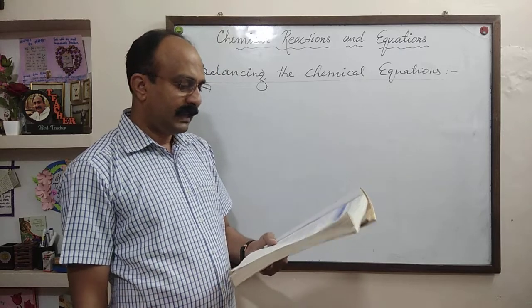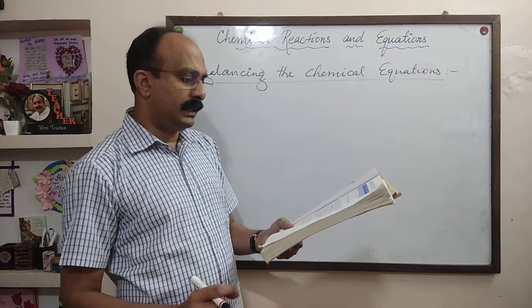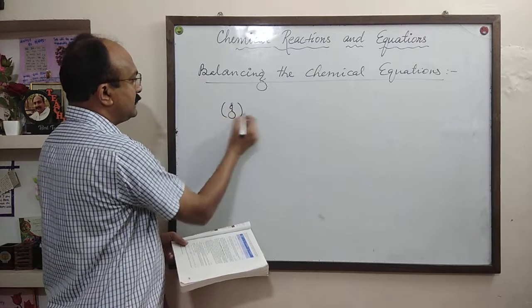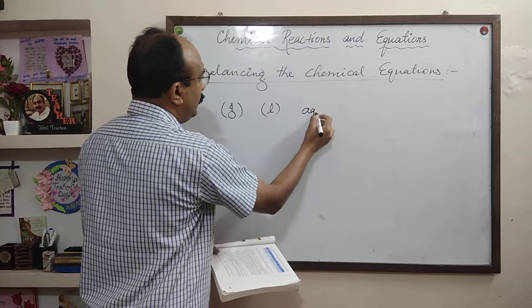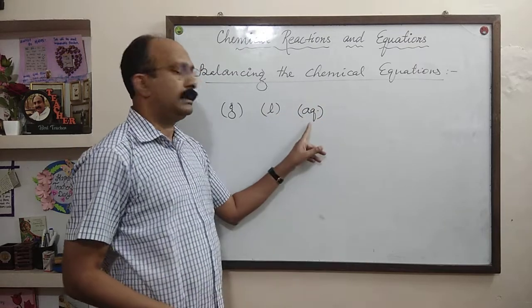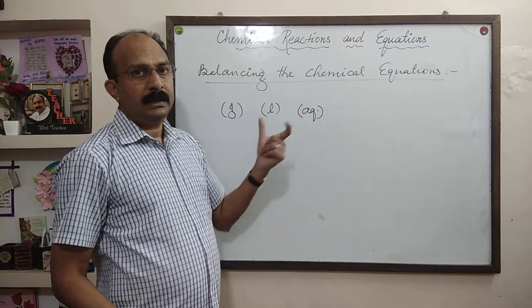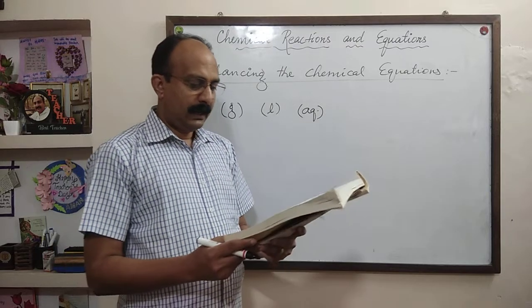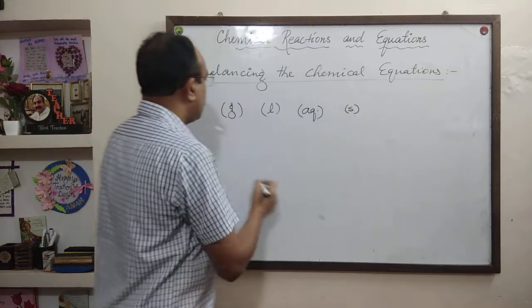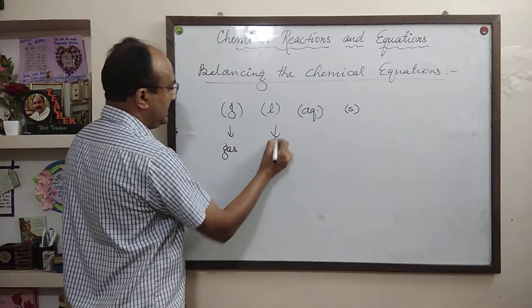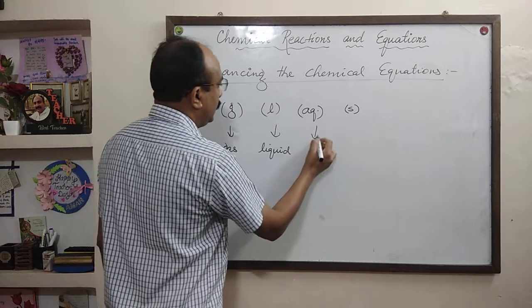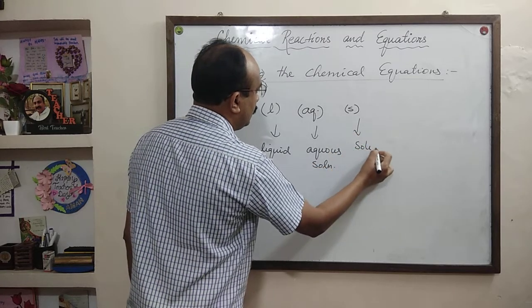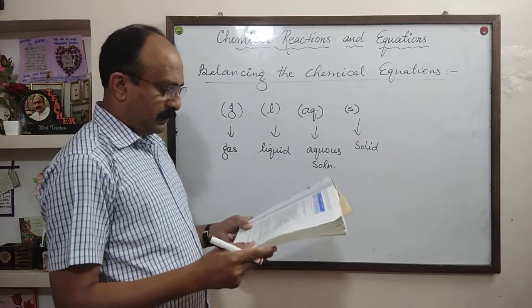For example, the gaseous, liquid, aqueous and solid states of reactants and products are represented by symbols. Small g is used for gas, l for liquid, aq is written for aqueous solution. What do you mean by aqueous solution? A solution in water is called an aqueous solution. If that substance is a solution made in water, then we will write aq to the right side of that. And s for solid. So this is gas, this is liquid, aq represents aqueous solution and s for solid. Okay.